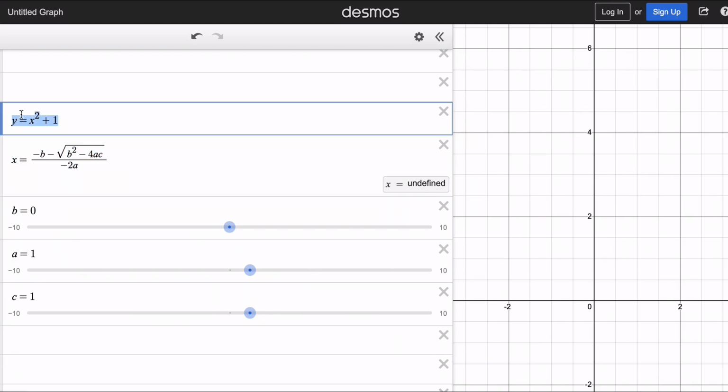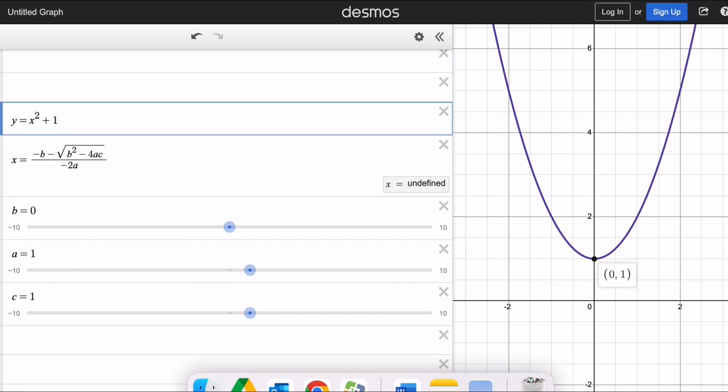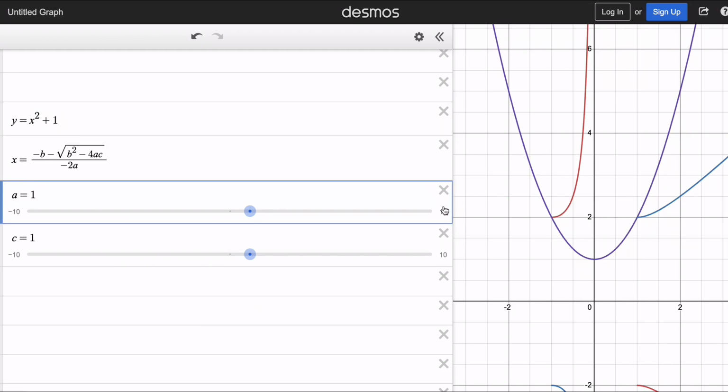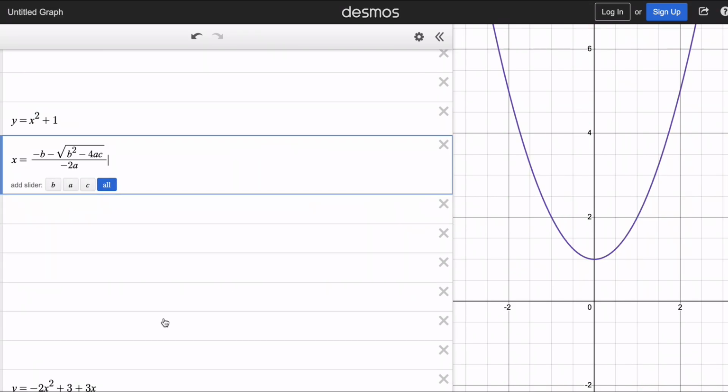Therefore, this equation doesn't touch the x-axis. Let me show you. See? Its vertex, the lowest point, is 0, 1. It can't touch this line. That means its y can never equal 0. Right?